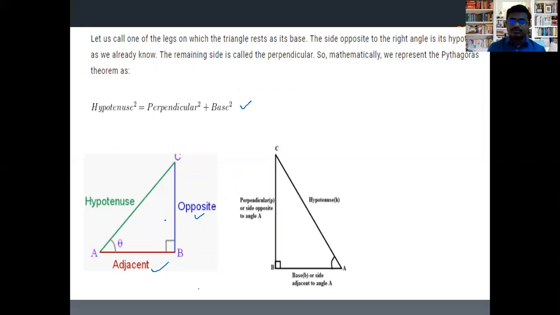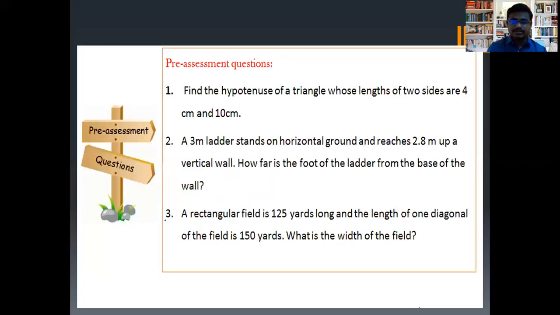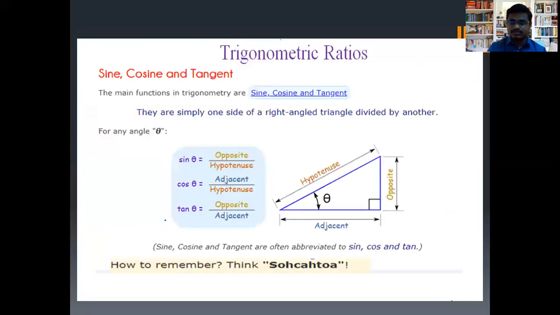So in order to achieve that, we are going to have an introduction to triangle angles, which we call trigonometric ratios. Okay, here is the main part of trigonometry, which is the ratios concept.